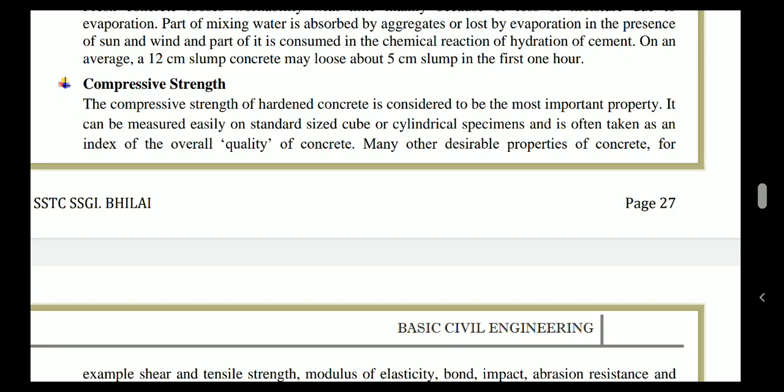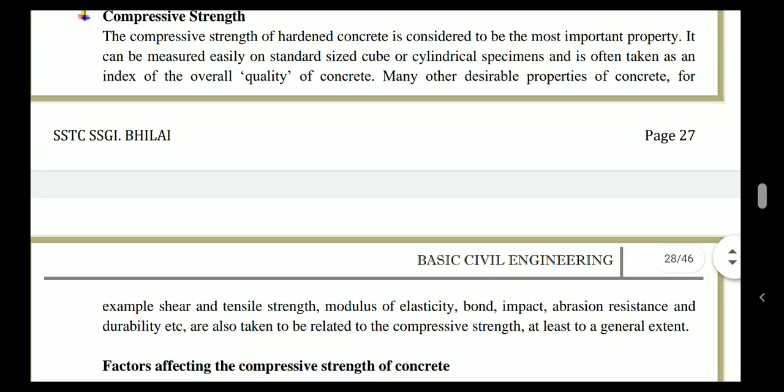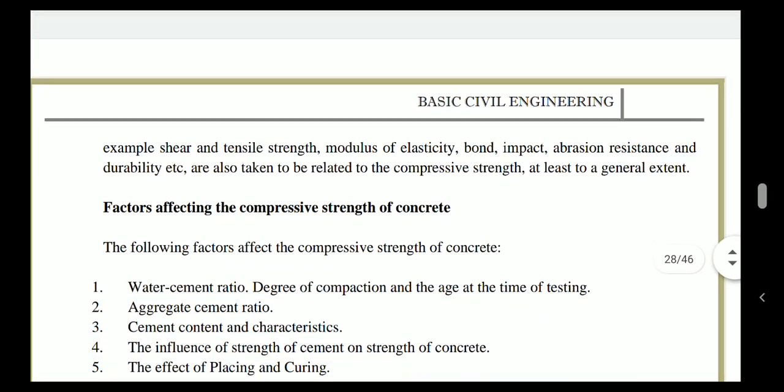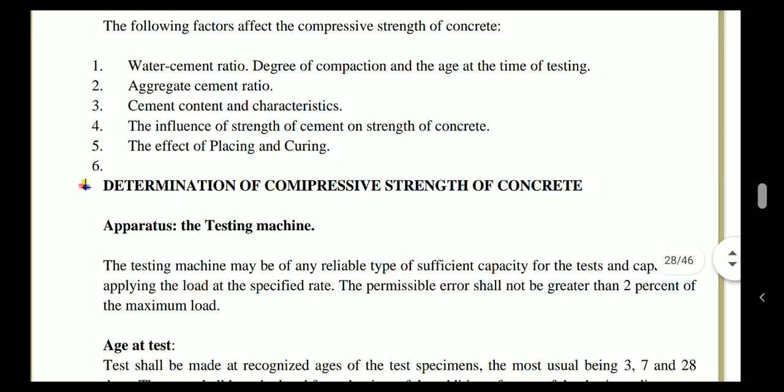It can be measured easily by a standard size cube, that is 150 mm, or a cylindrical specimen. The factors that affect the compressive strength of concrete are: first, water cement ratio, degree of compaction, and the age at the time of testing. Second, aggregate cement ratio. Third, cement content characteristics. Fourth, influence of strength of cement on strength of concrete. Then fifth, the effect of placing and curing.